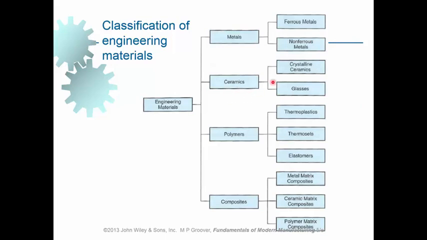Ceramics can be further divided into crystalline ceramics and glasses, and polymers can be further subdivided into thermoplastics, thermosets, and also elastomers. And composite materials can be divided into three different classes, as we can see down here. Of course, we can further divide composites into a larger number of composite materials.